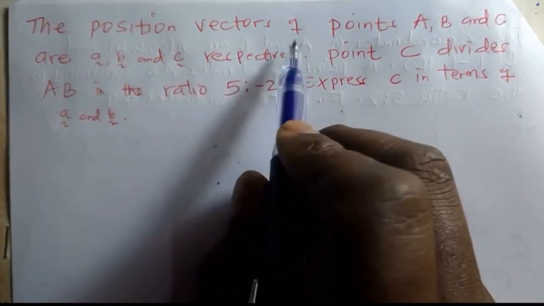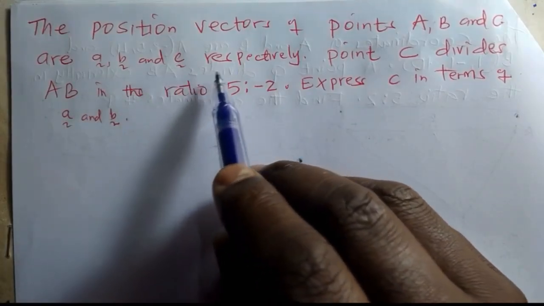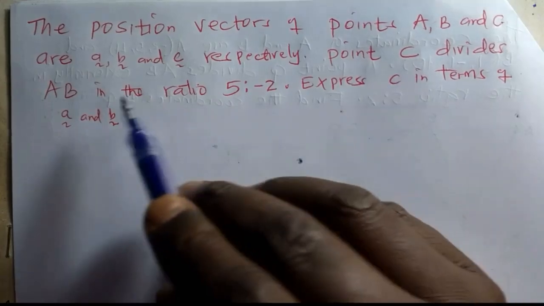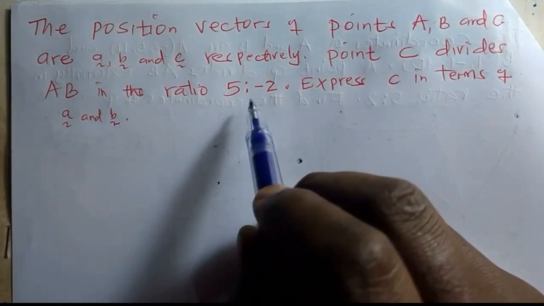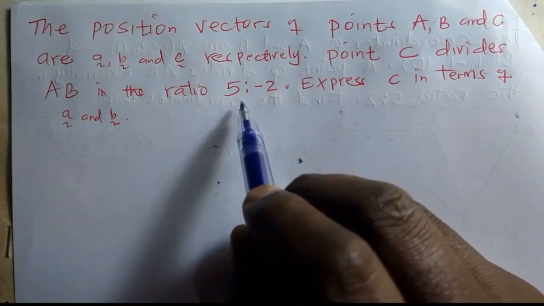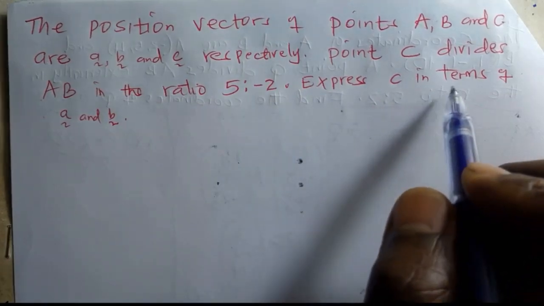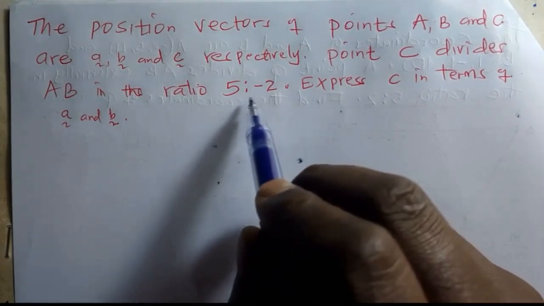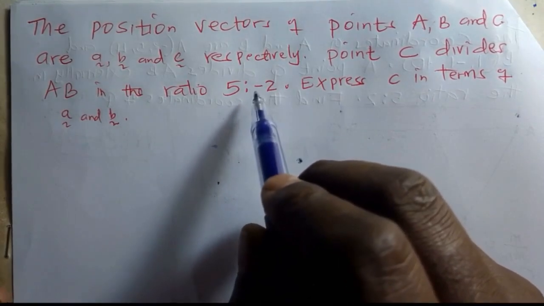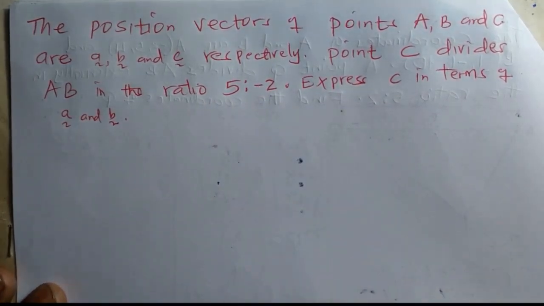The position vectors of points A, B, C are a, b, and c respectively. Point C divides AB in the ratio 5 to -2. Express C in terms of A and B. So when it is dividing like this, it is external division. So let's try to sketch the diagram.